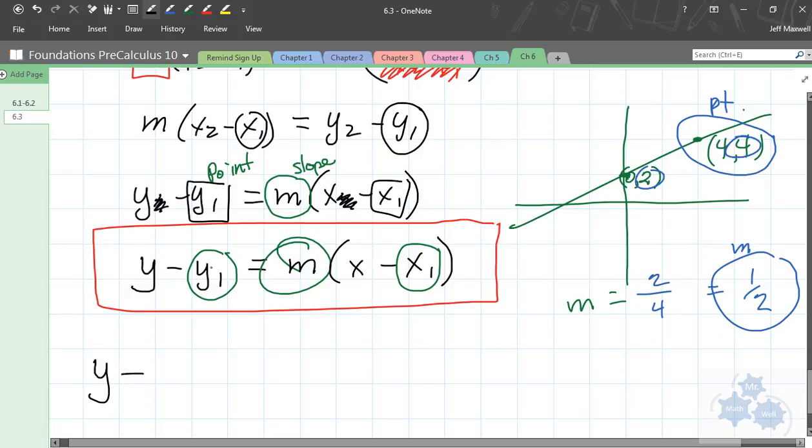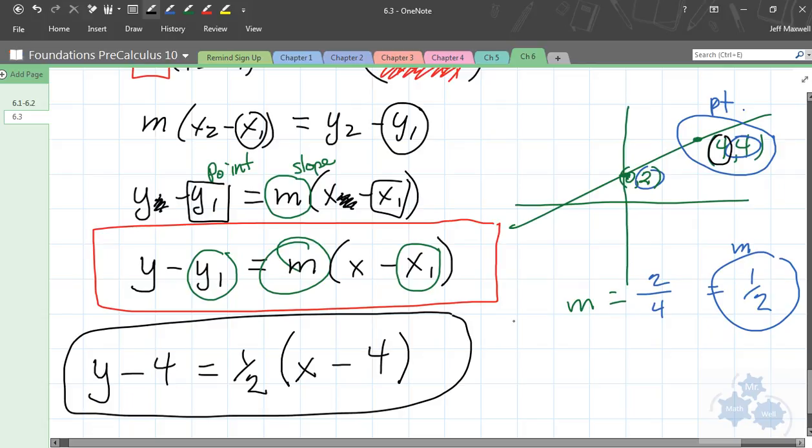What's the y coordinate for this point that I chose? Well, 4, I guess. Equals the slope, 1/2, goes there. X stays as x, and we subtract the x coordinate for this point, which is 4. So that is the equation of the line in the point slope form.